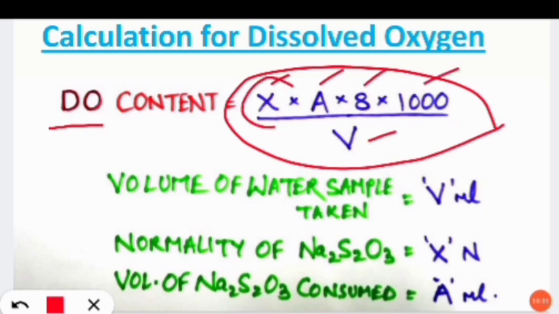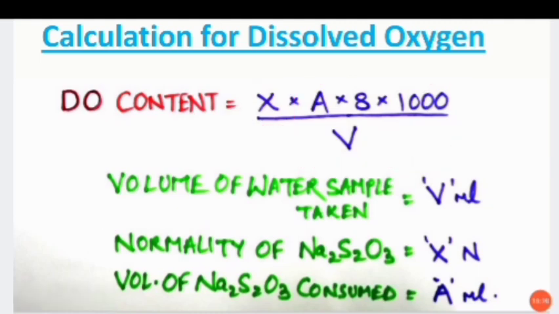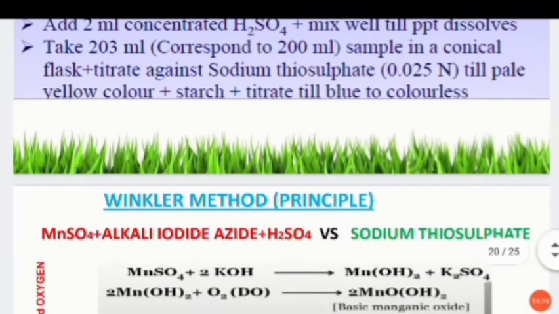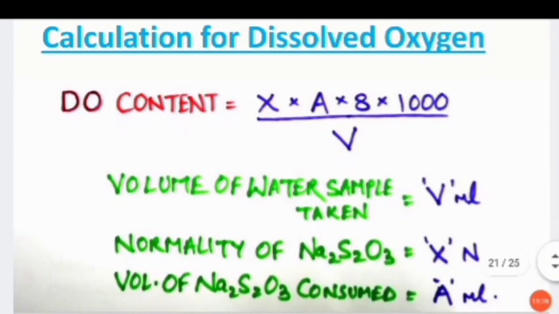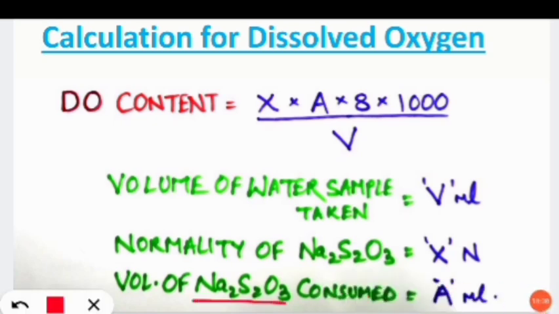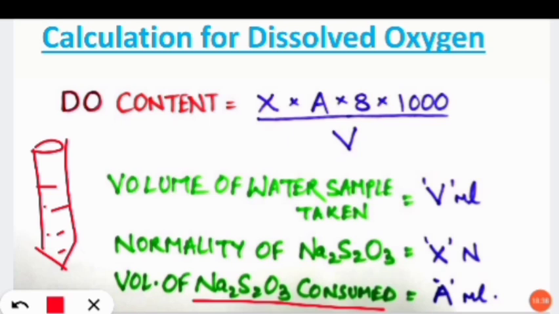So what is this x? This x is the normality of sodium thiosulfate used. As you can see, the normality we have used is 0.025. Next is A. So what is this A? This A is the volume of Na2S2O3 consumed. That is, from the burette, how much Na2S2O3 is used for the titration. That is A ml of Na2S2O3 consumed.